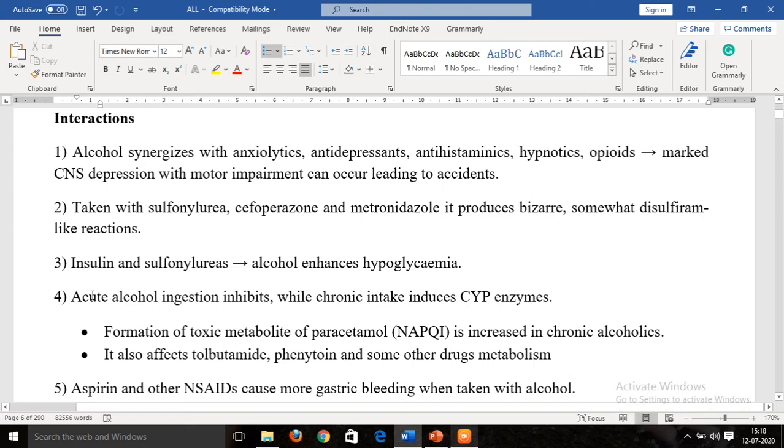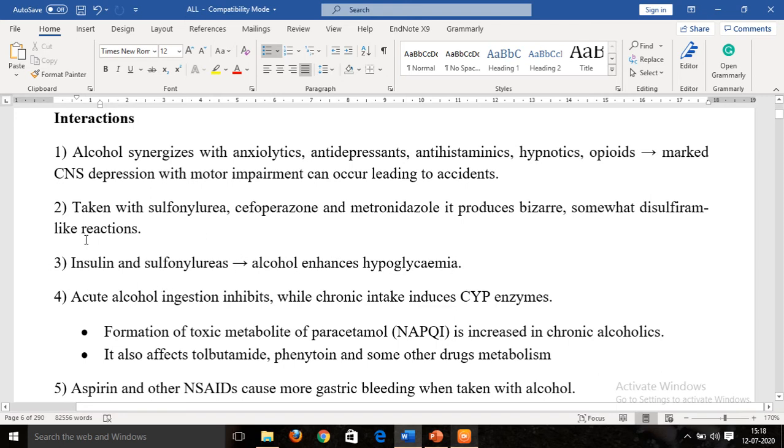The next interaction is with insulin and sulfonylureas. Again, these are anti-diabetic drugs which are used to control or reduce the blood glucose level in case of diabetes. So when alcohol is given along with these drugs, under the actions of alcohol in the endocrine system, we have seen that it produces hypoglycemia.